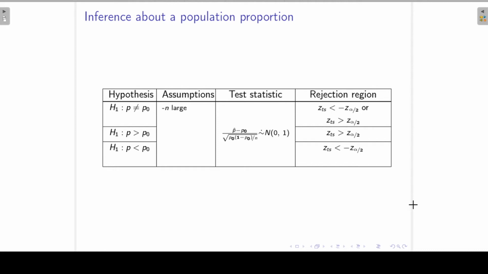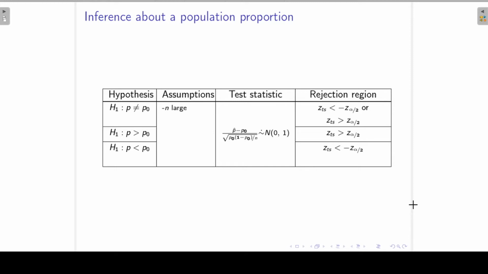Okay, in the previous lectures, we looked at inference about a population mean, and now we're going to look at inference about a population proportion. So in this summary on the slide, if we look at the assumptions, we have to work with large sample sizes so that we can make use of the central limit theorem. And then you see the test statistic, and it follows the approximate standard normal distribution, and that is again because of the central limit theorem.